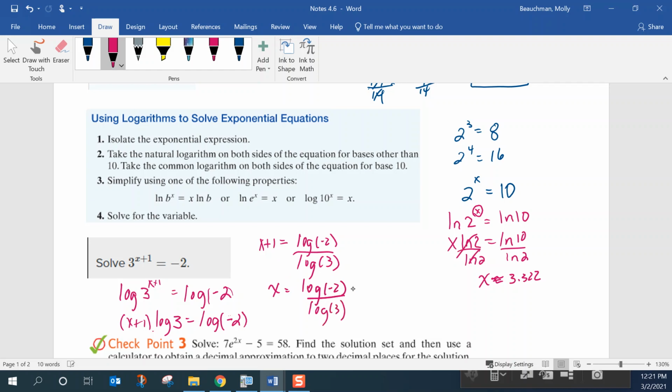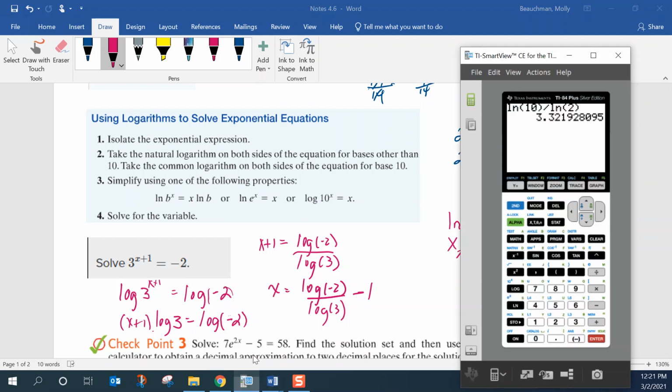So notice we're setting it all up before we put it in the calculator. That's exactly the last step. So let's just check that we can take log of negative 2. Remember that we can't take the logarithm of a negative value. So, oops, we took the log of both sides, which is okay.